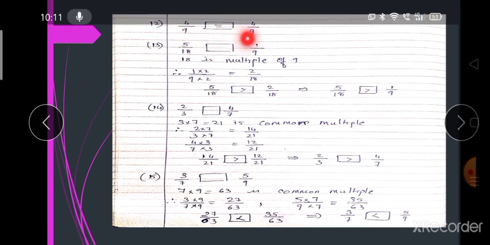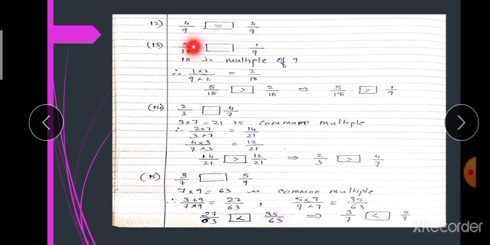4 upon 9 is equal to 4 upon 9. Next we have 5 upon 18 and 1 upon 9. So 18 is a multiple of 9. So multiply the second fraction by 2. So therefore I get 1 into 2 upon 9 into 2, that is 2 upon 18. 5 is greater than 2. Therefore 5 upon 18 is greater than 2 upon 18, or 5 upon 18 is greater than 1 upon 9.